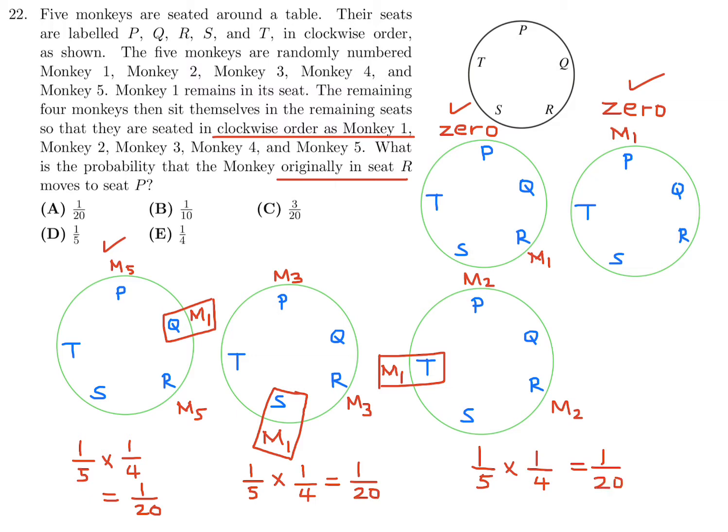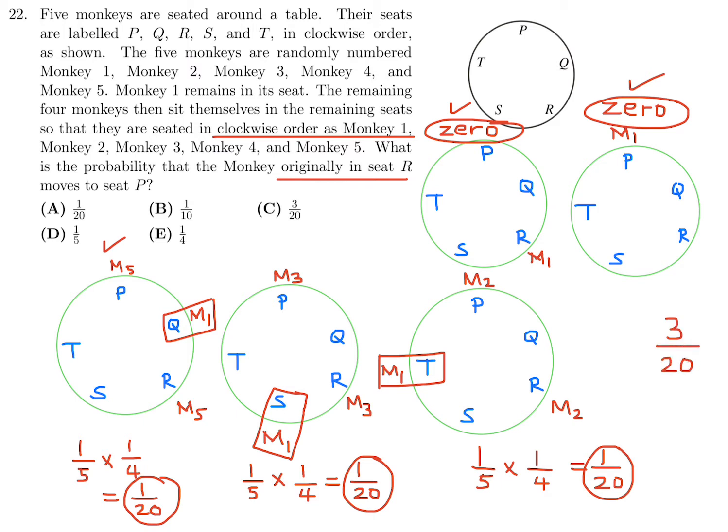So to get the total probability, we have to add up all the probabilities. 0, 0, 1 over 20, 1 over 20, and 1 over 20. And when you add up those probabilities, you get a grand total of 3 over 20. And therefore, number 22, the answer is C.